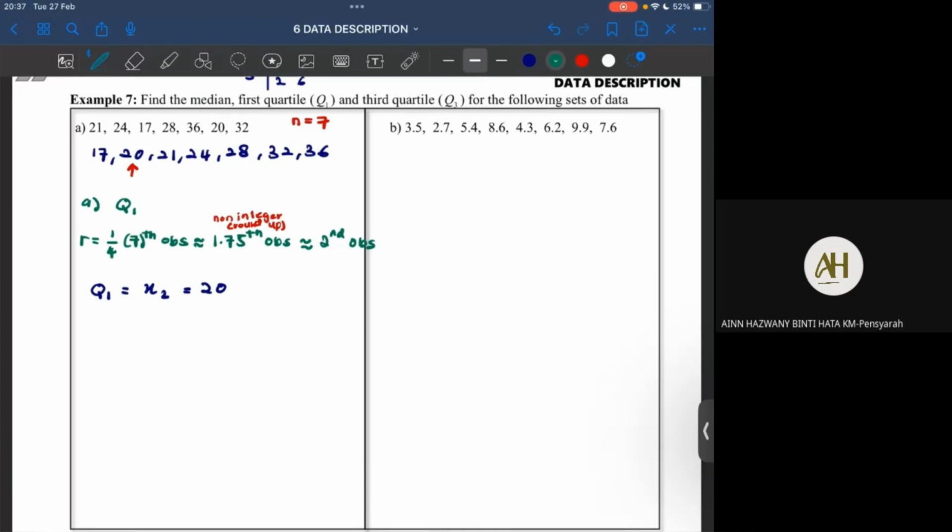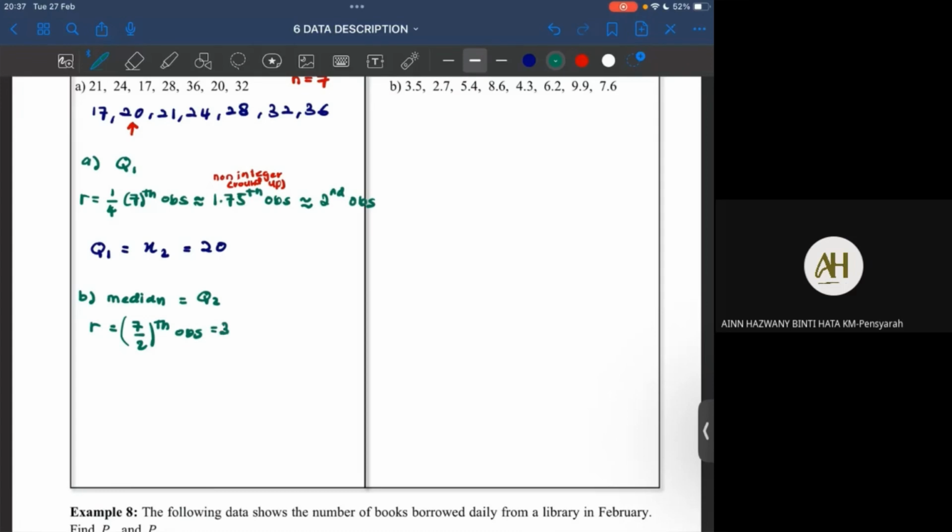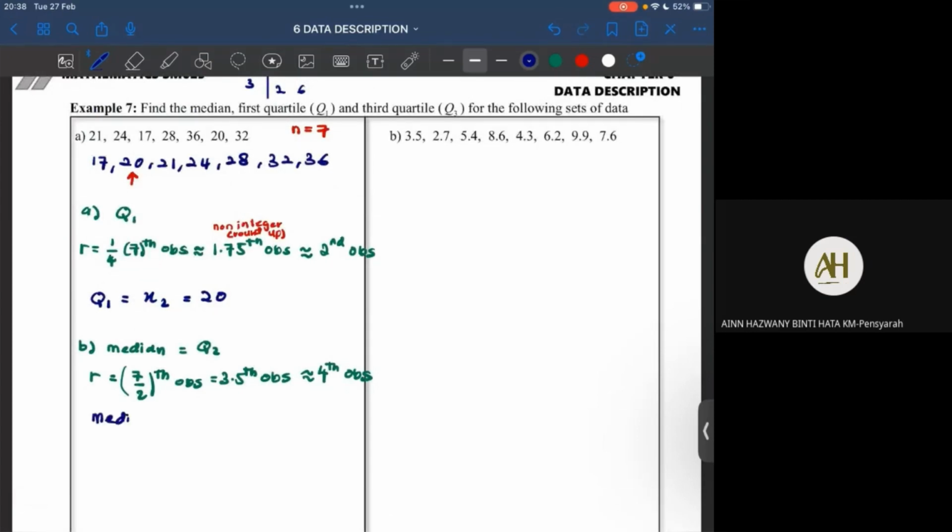So moving on to find our median. Okay, median ataupun Q2 ialah benda yang sama. Okay, median dan Q2 ialah benda yang sama. So kita cari R. So kalau di sini sepatutnya Kn over 4. So that means kita ada 2 over 4 darab dengan 7. Okay, so 2 over 4 ataupun 1 over 2 lah. So here we can go straight to 7 over 2 observation. 7 over 2 is equals to 3.5. So 3.5 round up kan ada 4th observation. So median kita is equals to observation yang keempat. So ini observation yang keempat. Ini tadi second. So we have 24 as our answer for median.